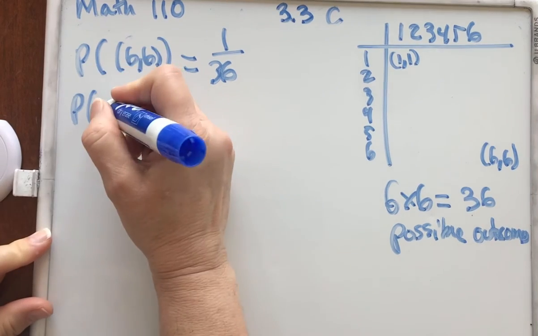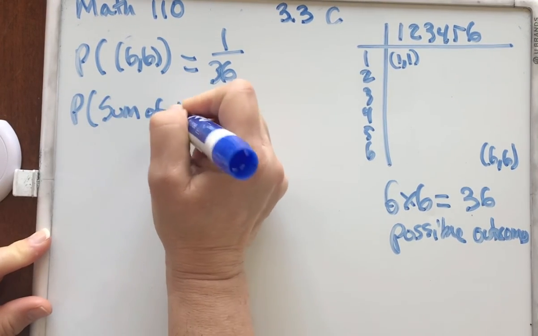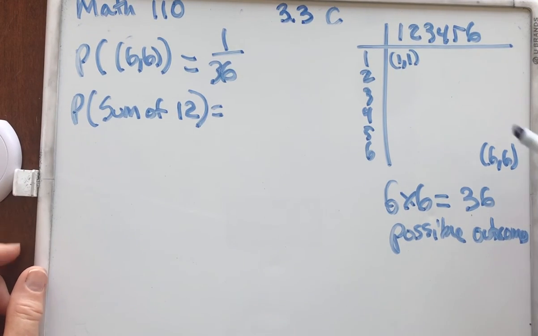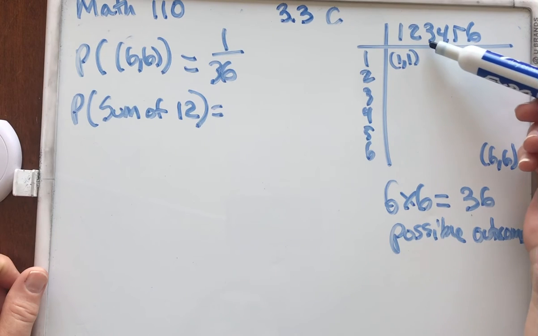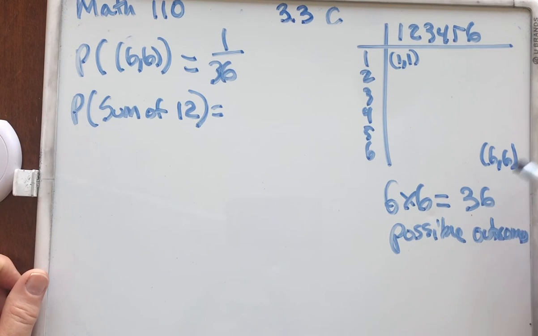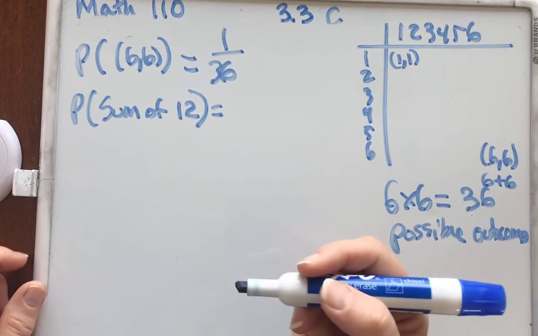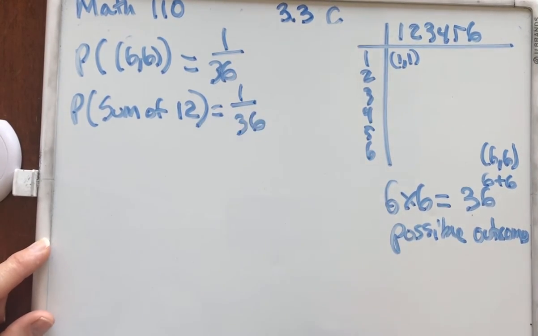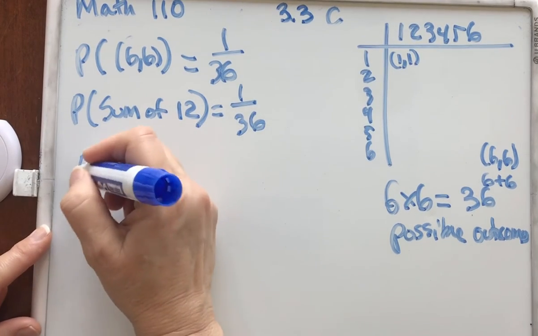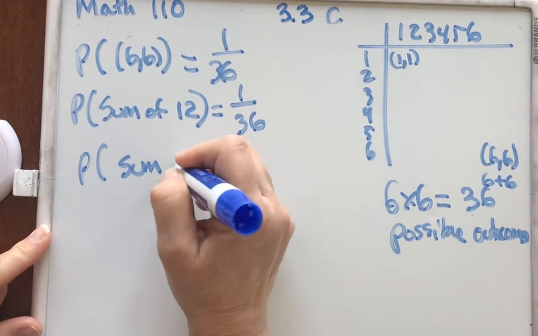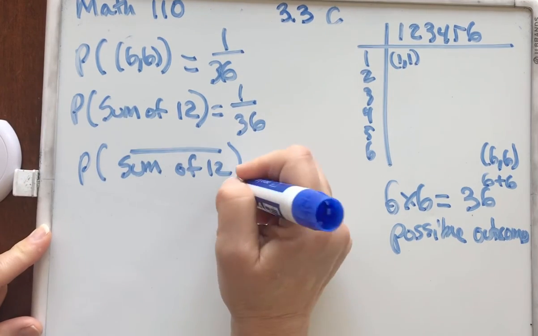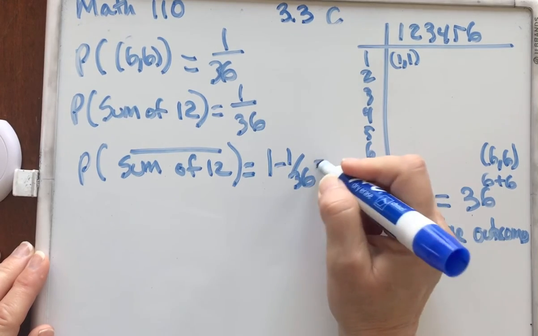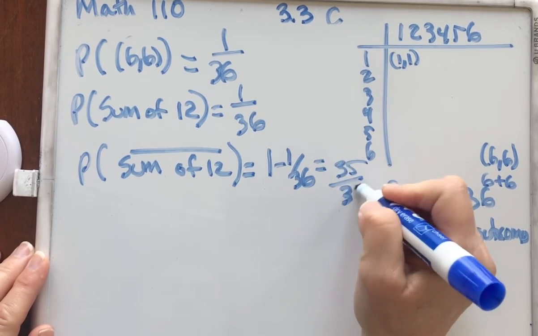Let's look at the probability of getting the sum of 12. If we add the 2 dice, what's the probability of getting the sum of 12? Well, nothing adds to 12 except for 6 plus 6. 6 plus 6 equals 12. Okay? So that also is 1 out of 36. So what's the probability of the sum of 12 not being the sum of 12? Well, that's just 1 minus 1 over 36, and that would be 35 over 36.